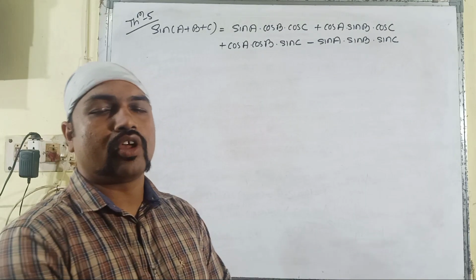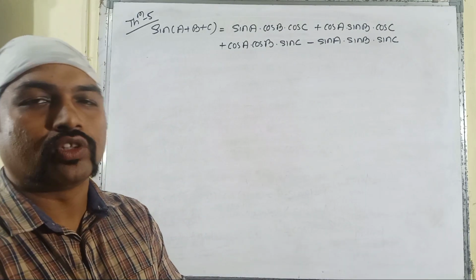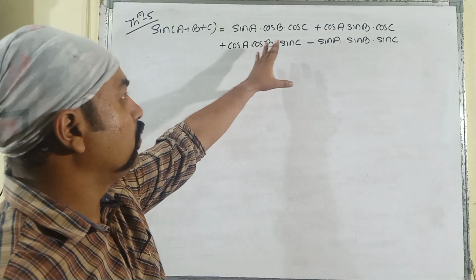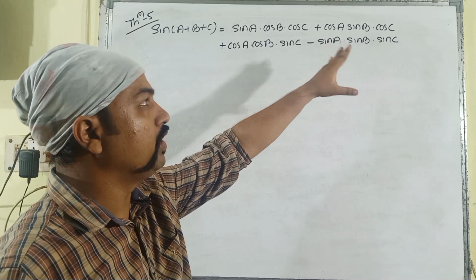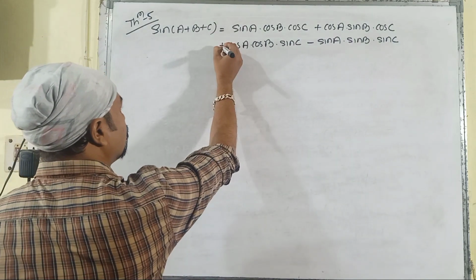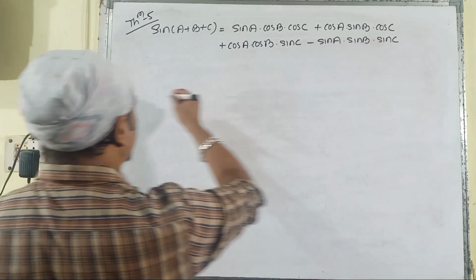Then let us go through theorem number 5, and here we have to show that sin(A+B+C) is equal to sin A into cos B into cos C plus cos A into sin B into cos C plus cos A into cos B into sin C minus sin A into sin B into sin C.